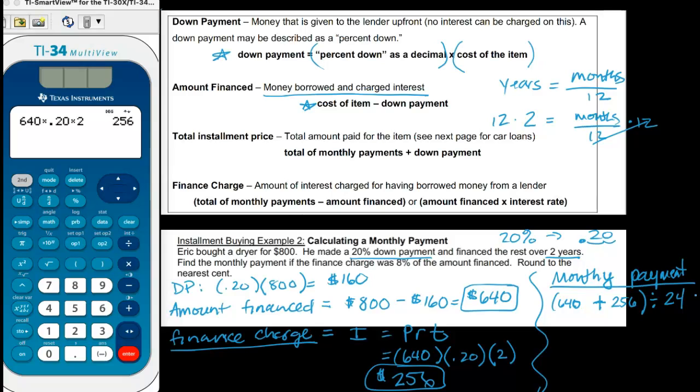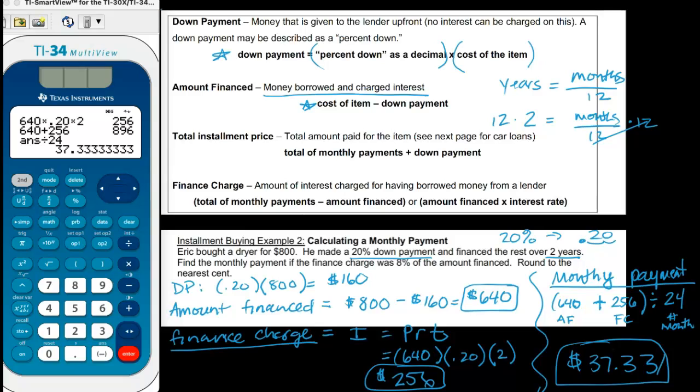Just to be clear, taking a step back, what I'm doing here is taking the amount financed, AF, plus the finance charge, and dividing by the number of months. So in my calculator, I'll do 640 plus 256 and divide by 24 payments. That will give me the amount that Eric has to pay per month for the dryer. We always round to the nearest cent, so that's 2 digits after the decimal place. In this case, $37.33 per month for the dryer.